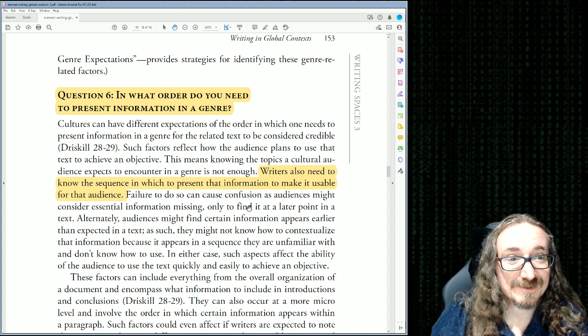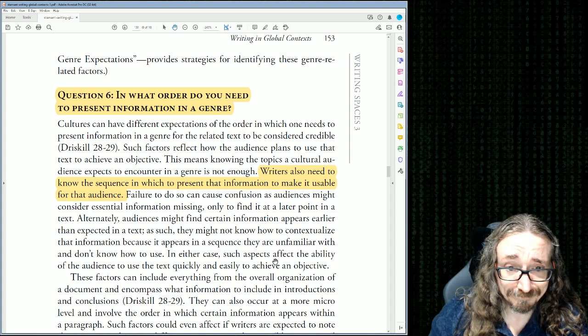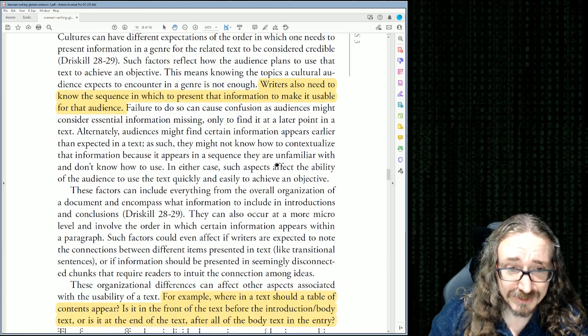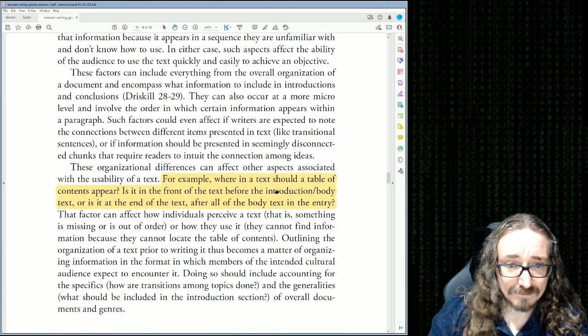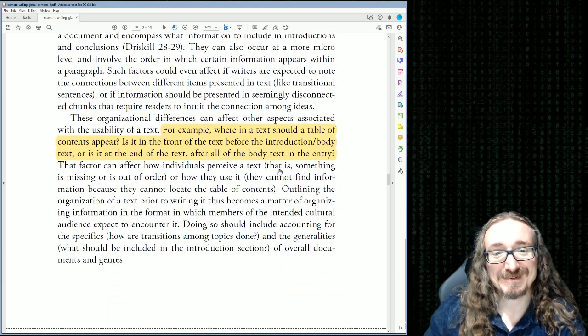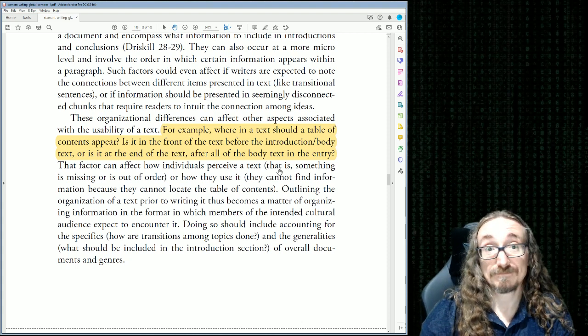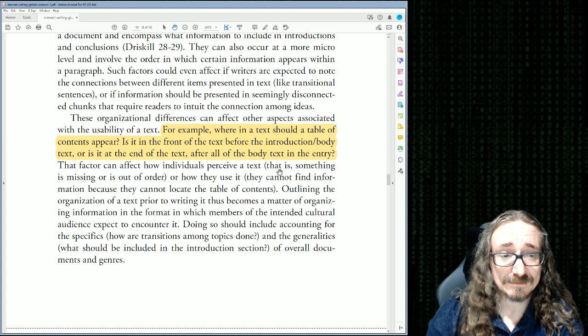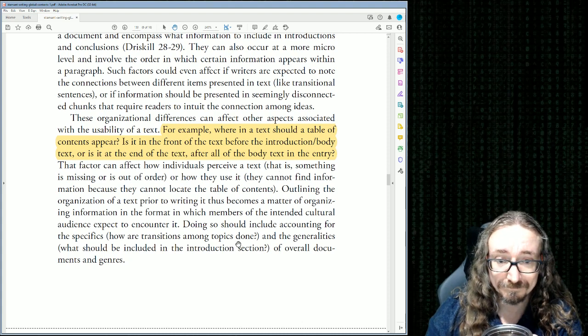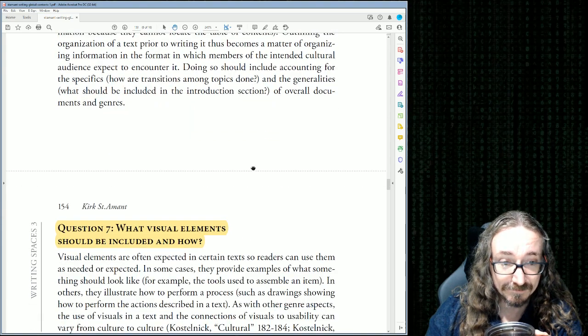See, question 6, in what order do you need to present information in a genre? Where in the text should a table of contents be? This was interesting. So I always think the table of contents is at the beginning of the book, right? But he says it's not always the case. Sometimes it's at the end of the text. Kind of an important thing to know.